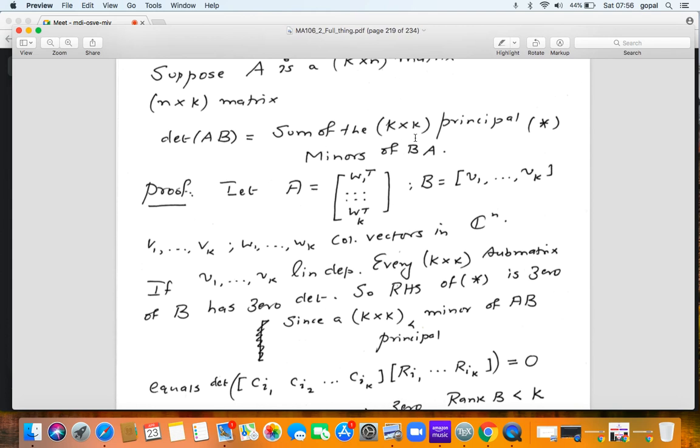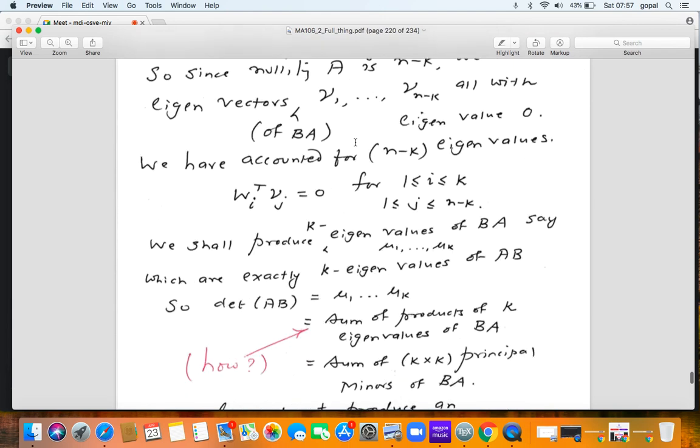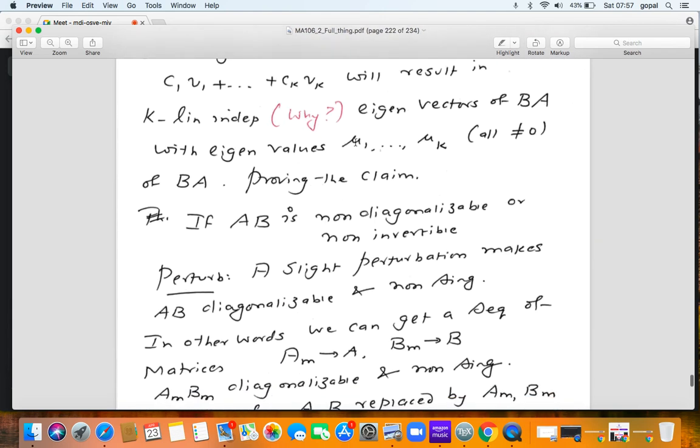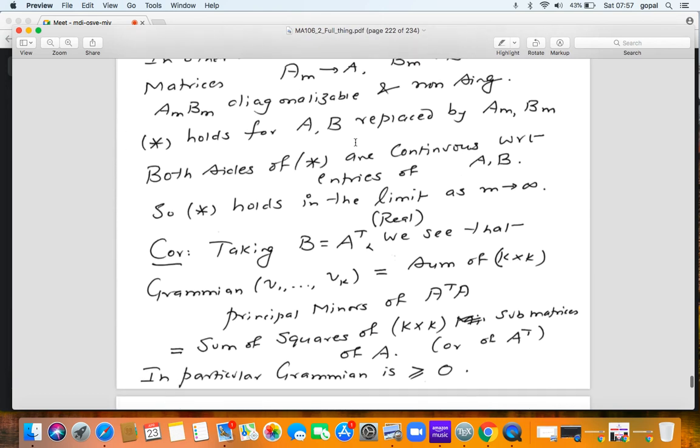But look at the equation star. What is determinant of AB? Determinant of AB is just going to be a polynomial in the entries of A and B. The right hand side is also a polynomial in the entries of A and B. Polynomial is a continuous function, right? And this equation star holds for AM and BM, so I write this equation star with A replaced by AM, B replaced by BM on both sides. And I can take the limit of both sides as m goes to infinity, and appeal to continuity, and I can get the validity of star for A and B. That's the way to circumvent the problem. First, you do it for the diagonalizable case, and then the rest will follow by a perturbation argument.